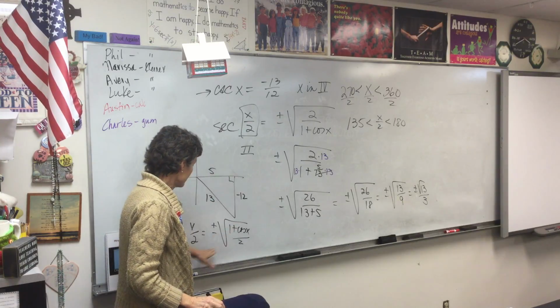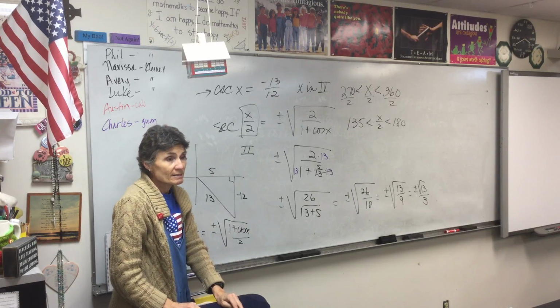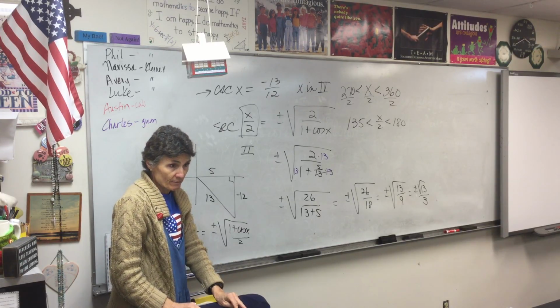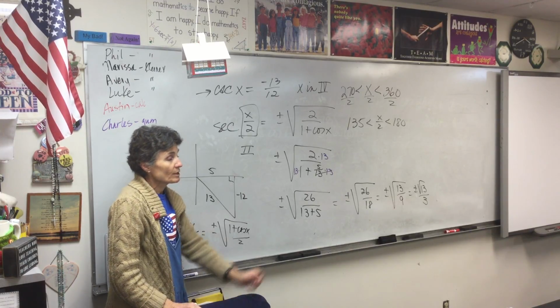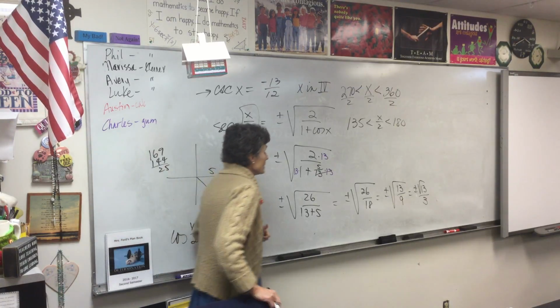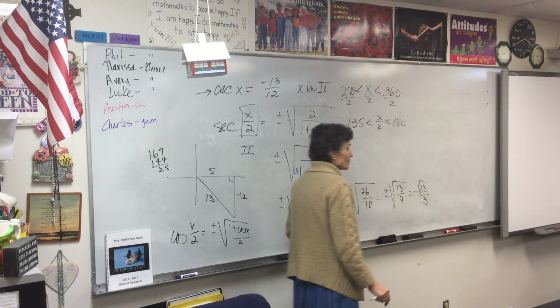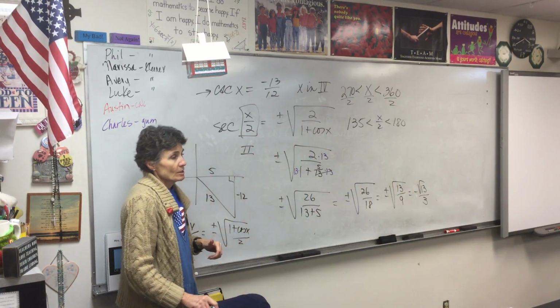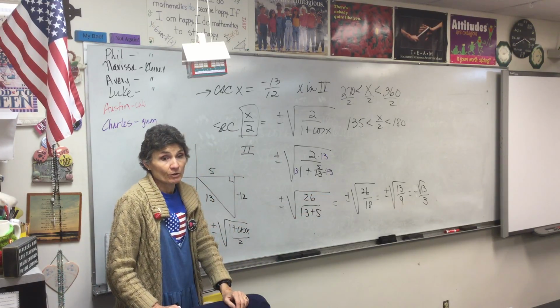I'm doing a secant or a cosine in quadrant 2. Would that be a positive number or a negative number? Okay, I hear some positives and some negatives. You are in quadrant 2 and you are cosine. It'd be negative. Cosine is x, and x is negative in quadrant 2. So your final answer would be negative root 13 over 3.